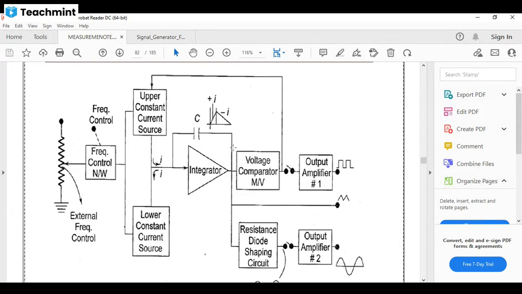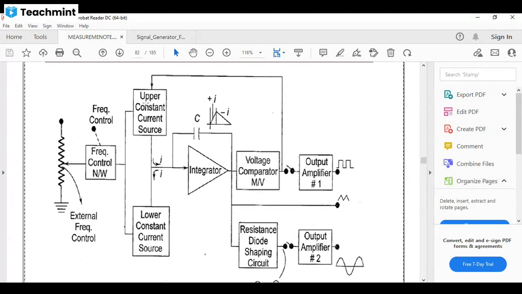So when it needs to produce the triangular wave, the output goes directly to triangular. When it needs to produce the sine wave, it passes through the resistance diode shaping circuit to the output amplifier. And when it produces a square wave, then we use a voltage comparator.